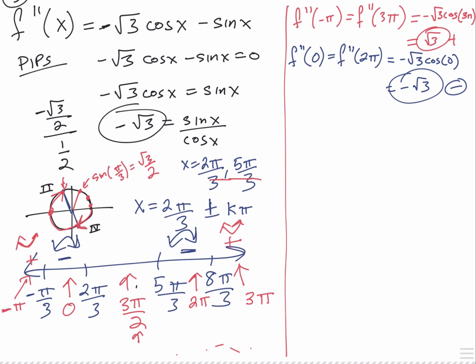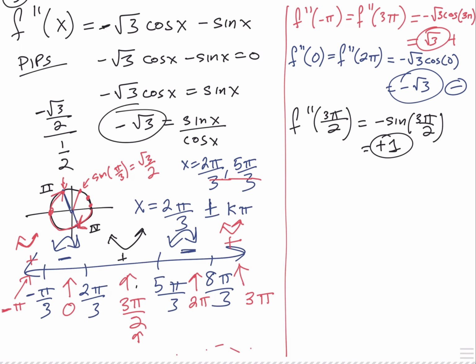right? And then last but not least, if I plug in 3 pi over 2, I get minus sine of 3 pi over 2, right? Because cosine of 3 pi over 2 is 0 this time. And that's going to be positive 1, right? Because yeah, sine is minus 1, but then you have the minus in front, so it's going to be plus 1. All right, so do we have any inflection points? We definitely do, right? So we have inflection points.